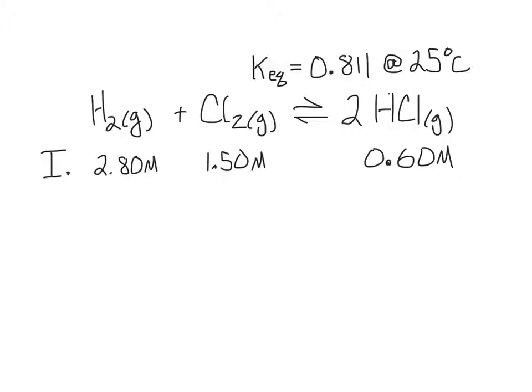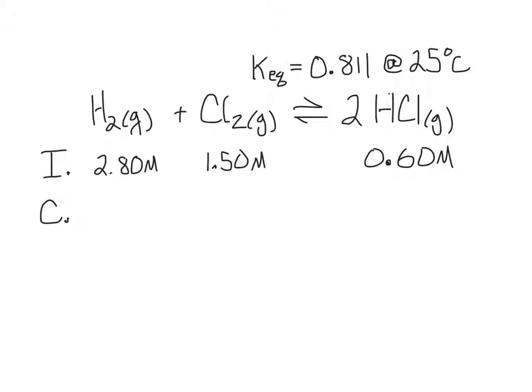Our next step is to define the change variable for this particular reaction. Notice that if 1 mole of hydrogen gas is consumed, you would generate 2 moles of HCl. Also, if 1 mole of hydrogen gas is consumed, you would at the same time be consuming 1 mole of chlorine gas.